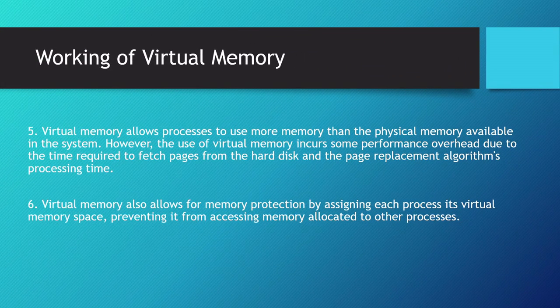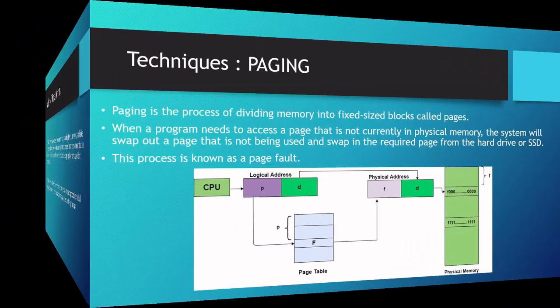Virtual memory allows processes to use more memory than the physical memory available in the system. However, the use of virtual memory incurs some performance overhead due to the time required to fetch pages from the hard disk and the page replacement algorithm's processing time. Virtual memory also allows for memory protection by assigning each process its own virtual memory space, preventing it from accessing memory allocated to other processes.